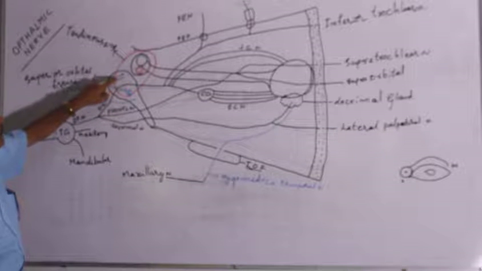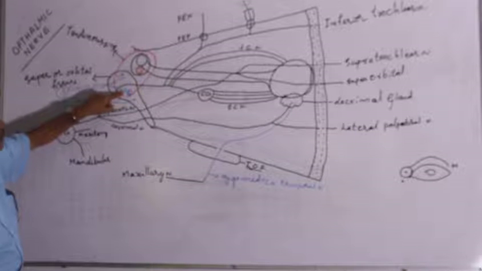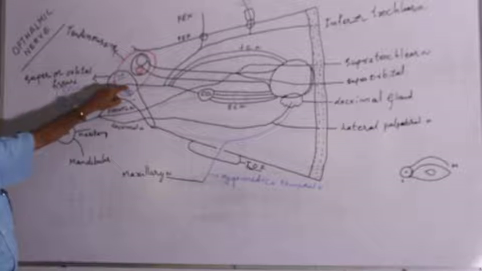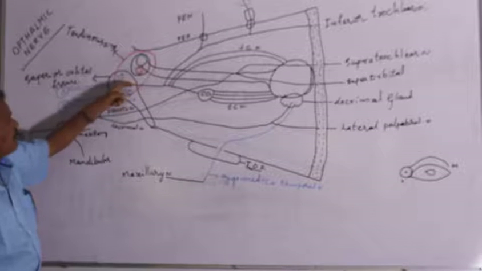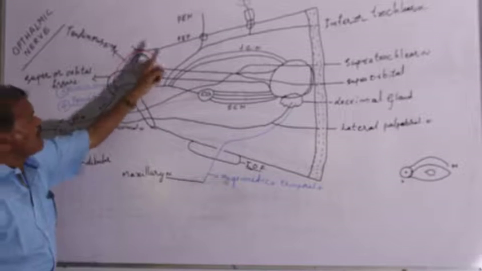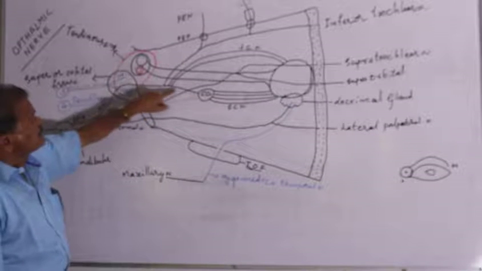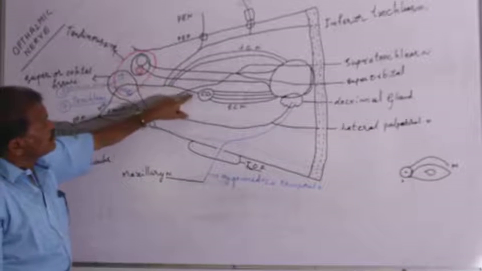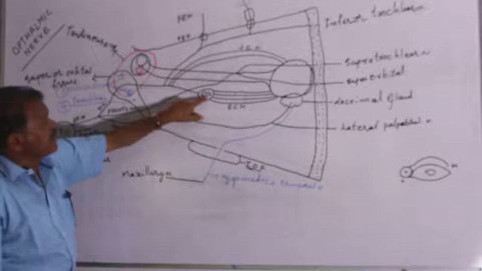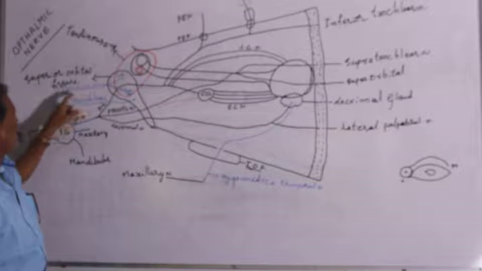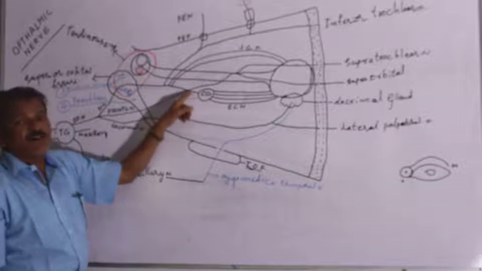in between the upper division and the lower division of the oculomotor nerve. In between these two there is the nasociliary nerve. After that it enters into the orbit. First it gives the sensory root, and this sensory root enters into the ciliary ganglion. This root is accompanied by the parasympathetic fibers.